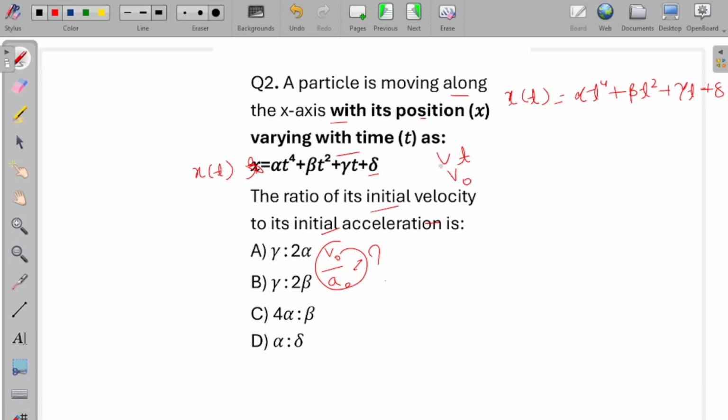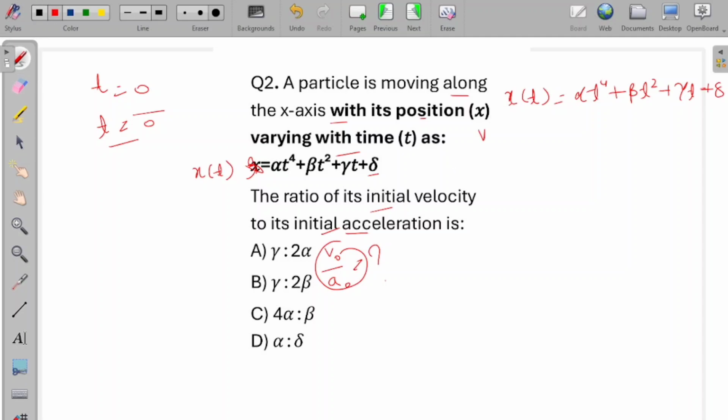We will first find out the general expression for velocity, then we will find out initial velocity. Initial velocity is being called V naught because initial velocity will only be found at t equals 0. Initial acceleration will also only be found at t equals 0, right? That is why I am calling them V naught and A naught. So let's find out Vt, then V naught, and then At, then A naught. Okay, getting to the solution.